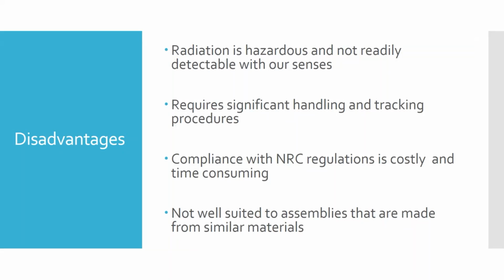with. The last part, it's not suited for assemblies that are made from similar materials. So if you have 2 pieces of metal that are similar thickness, similar type, say steel side by side, you're not going to be able to see a big difference between them. You'll be able to see a difference between a crack and a non-cracked area. But it's hard to distinguish things that are similar, that block radiation in a similar manner.